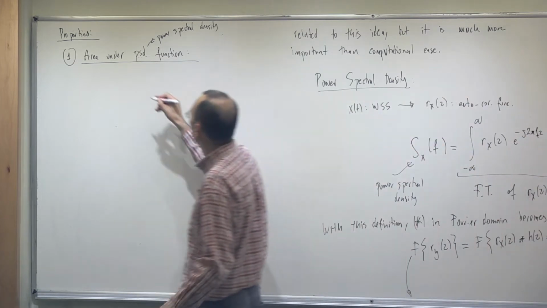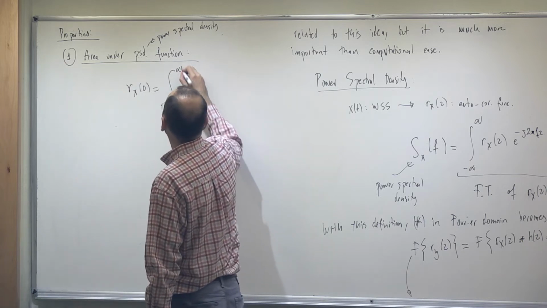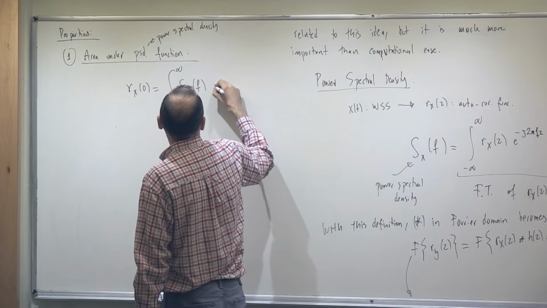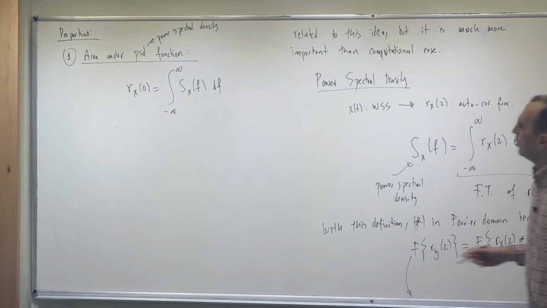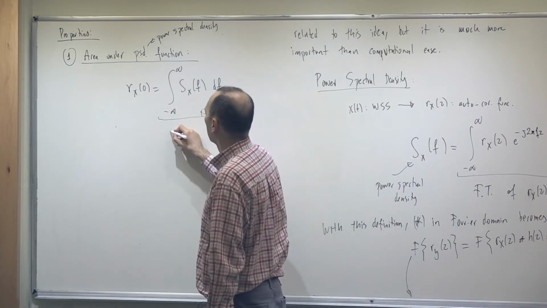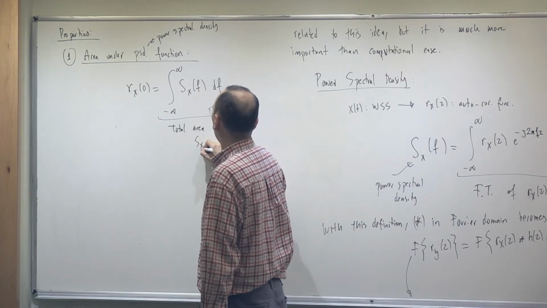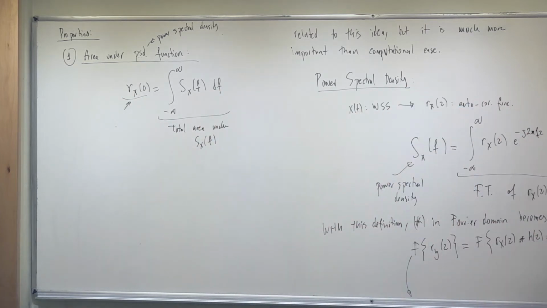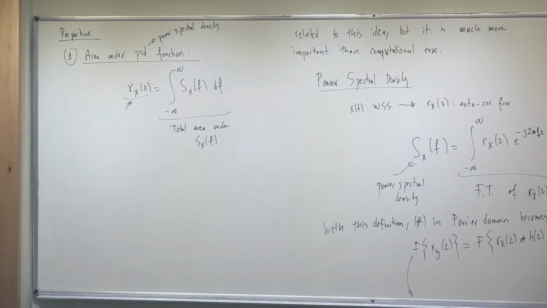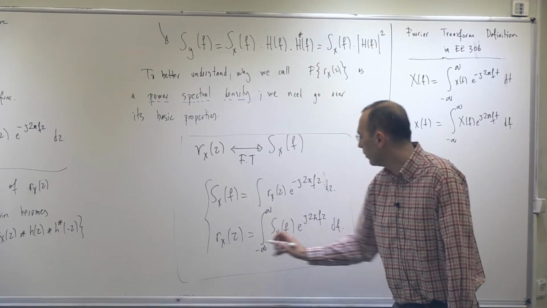So what do I mean by this? Now this is Rx of 0, equal to the integral from minus infinity to infinity of Sx of f df. So this is the total area under Sx of f. Can you see why this is true? This is equal to Rx of 0. How about this? Inverse Fourier transform relation. So this is an equality. Insert 0 over here for tau.